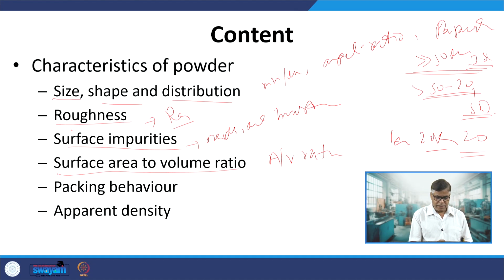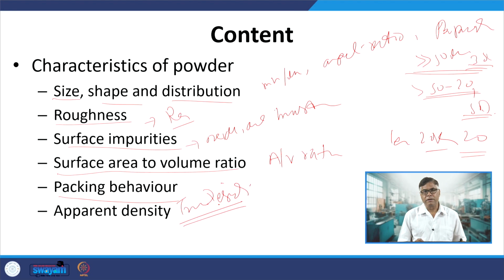Then the surface roughness. Then packing behavior. There are two terms related to this. One is the true density, also called the normal density. It is the weight of the material for a given volume without porosity. But when the weight of the material in a given volume with porosity is considered, this is termed the bulk density, also known as apparent density.